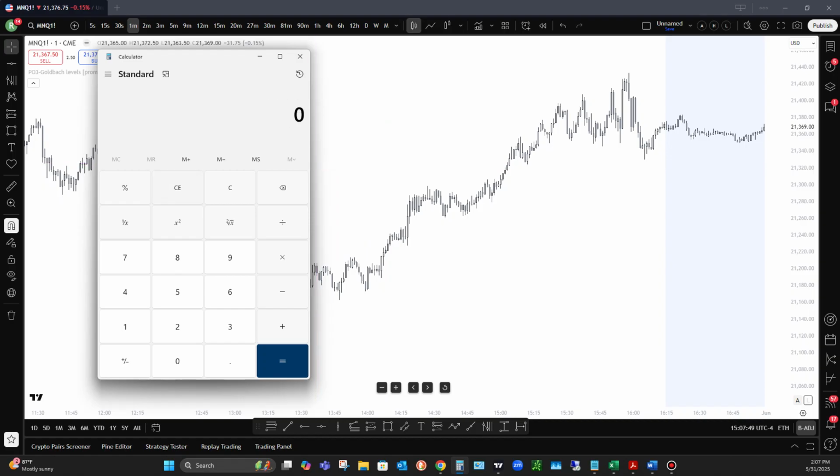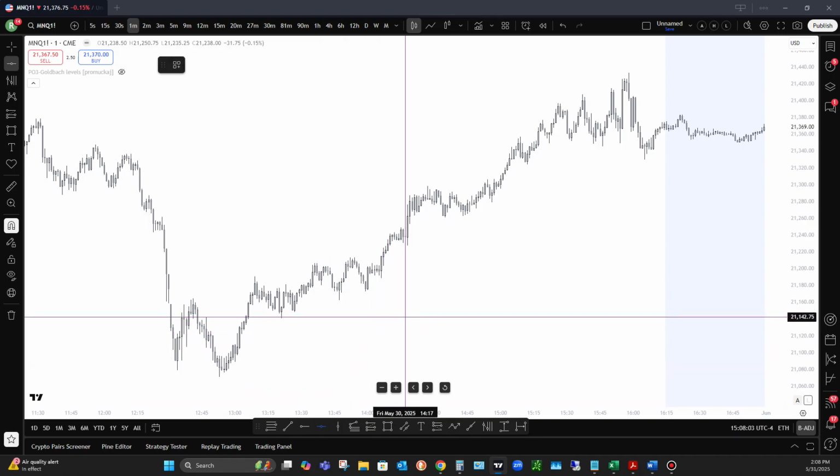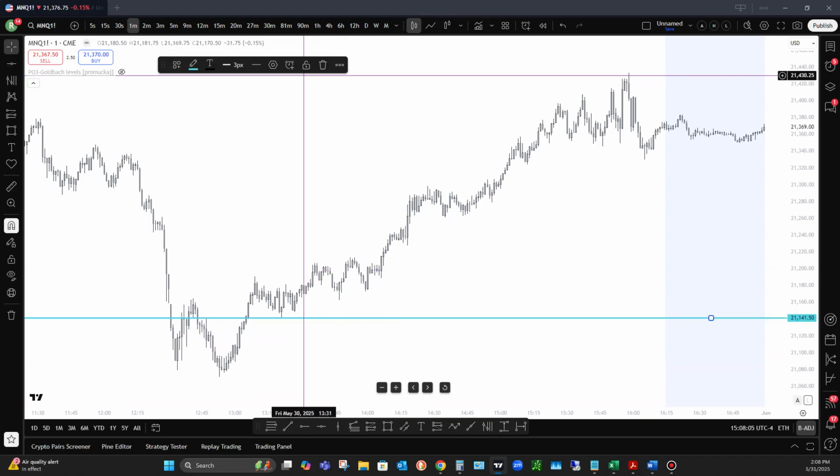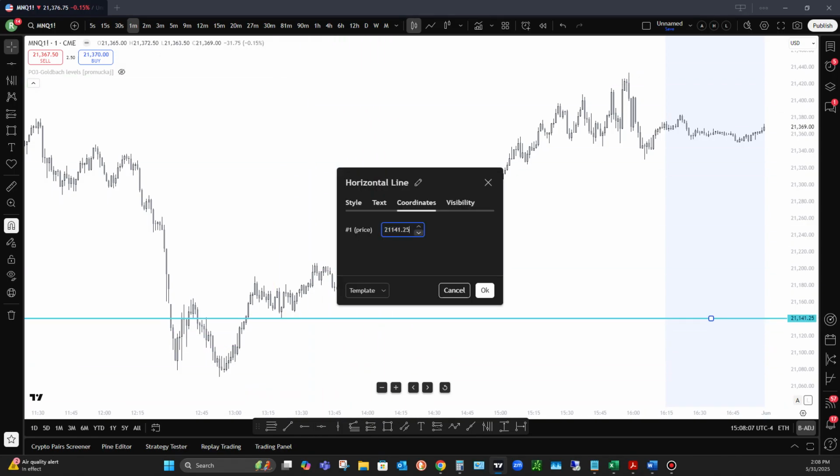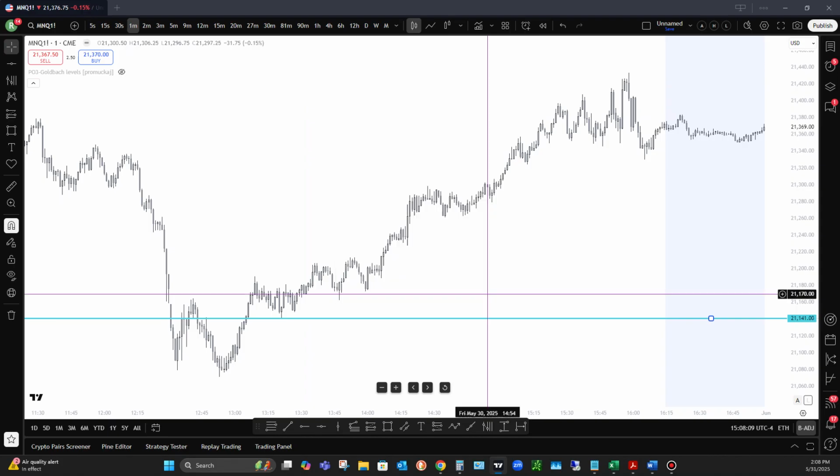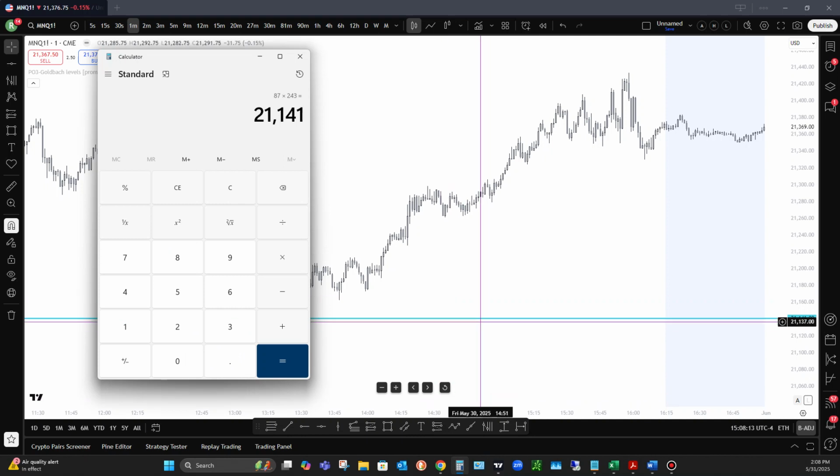So that's 87. All right, so we take 87, multiply it by 243. And then we're going to get 21,141. Okay, so let's draw a line at 21,141. And we're a little bit off. Let's go down. There we go, 21,141. Now, that's the low of the range.